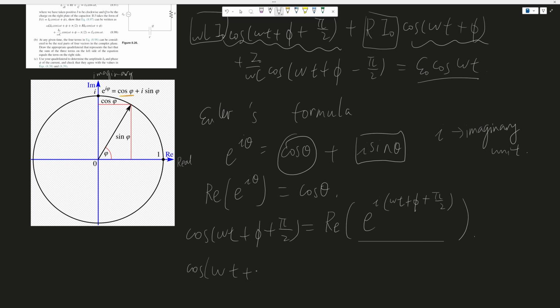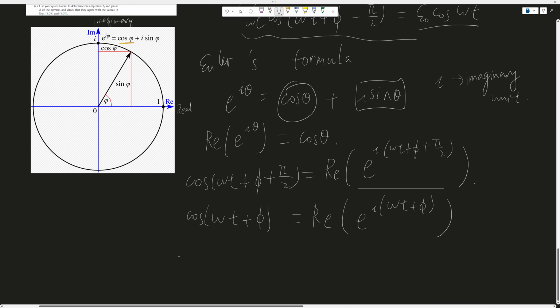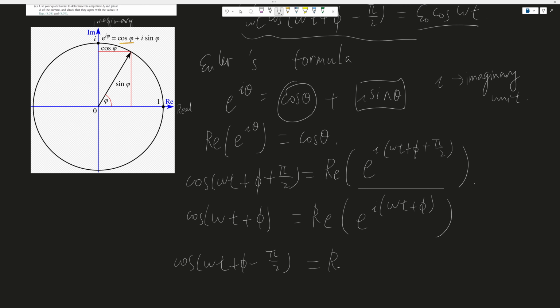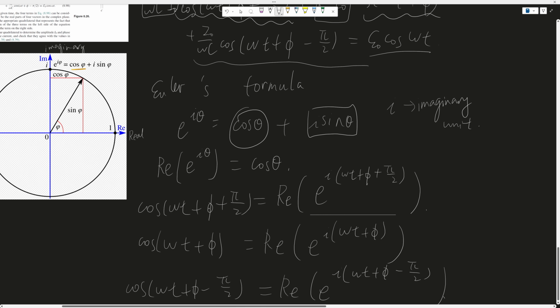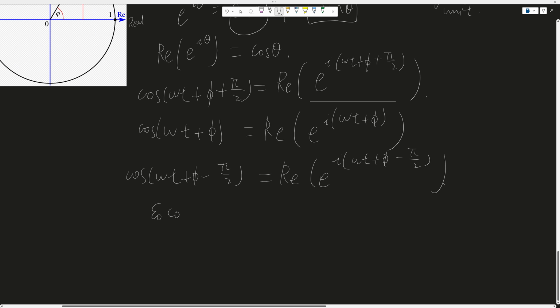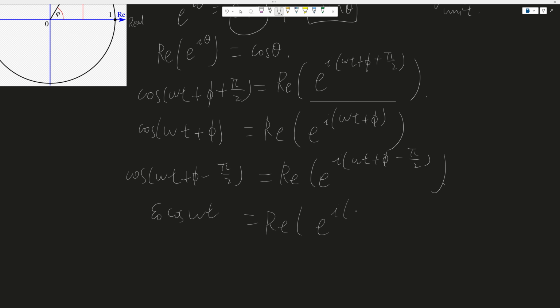So cosine omega t plus phi, it's quite straightforward. It's just the real part of e to the i times omega t plus phi. And then let's look at this term. Again, it's just cosine omega t plus phi minus pi over 2, which equals the real part of e to the i omega t plus phi minus pi over 2. And then for this, epsilon 0 cosine omega t is just the real part of e to the i omega t.